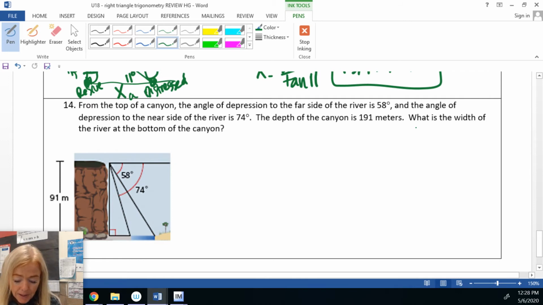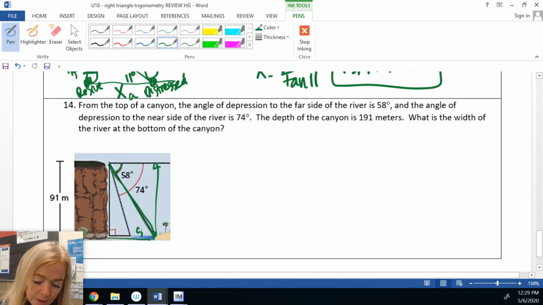From the top of the canyon, the angle of depression to the far side of the river. So here's our top of the canyon. Far side of the river is right there, and that's 58 degrees. And the angle of depression, so you can see this triangle, okay, is 58 degrees. So that angle to go inside here of the triangle would be right there. That is our alternate interior angle.